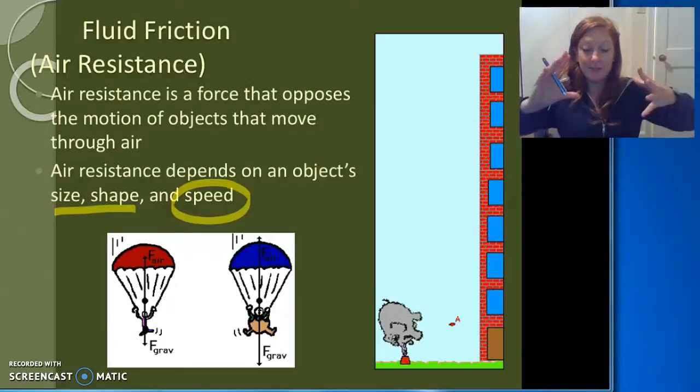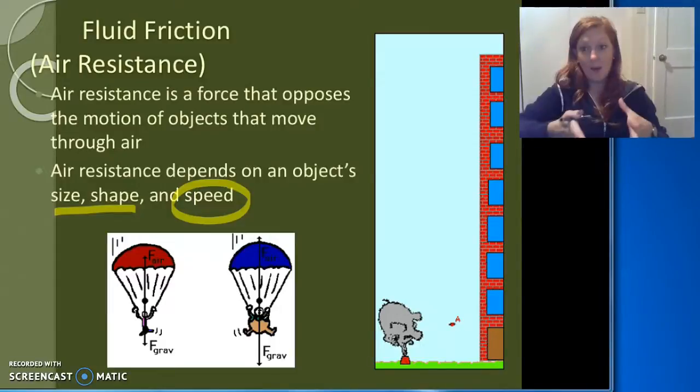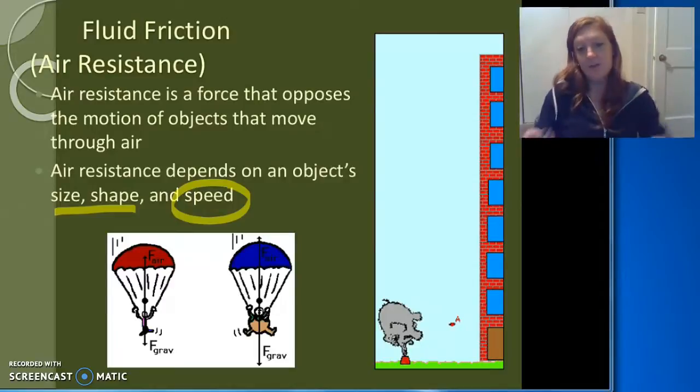But if you take that same piece of paper and crumple it up into a ball, so its surface area is less, you change its size and shape, then you can drop it and it doesn't have as much air that it has to pass through. So air resistance is going to be lower. It's going to fall faster.